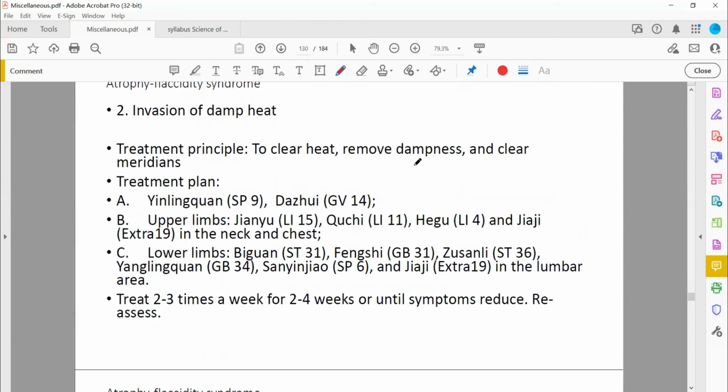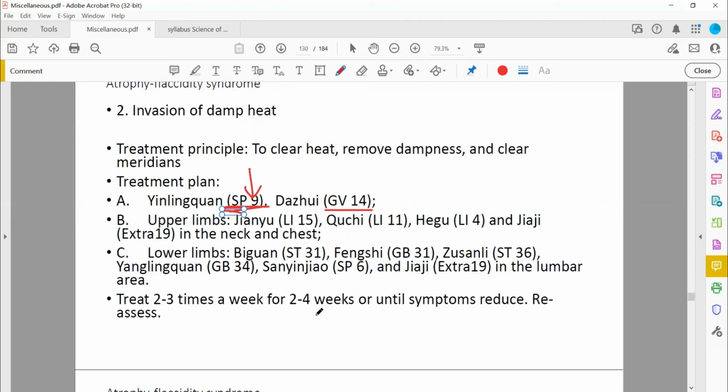Clear heat, remove dampness, clear the meridians, channel the meridians. Let's see the points: Yin Ling Quan, SP9, and Da Zhui, GV14. So you analyze these two points for what?